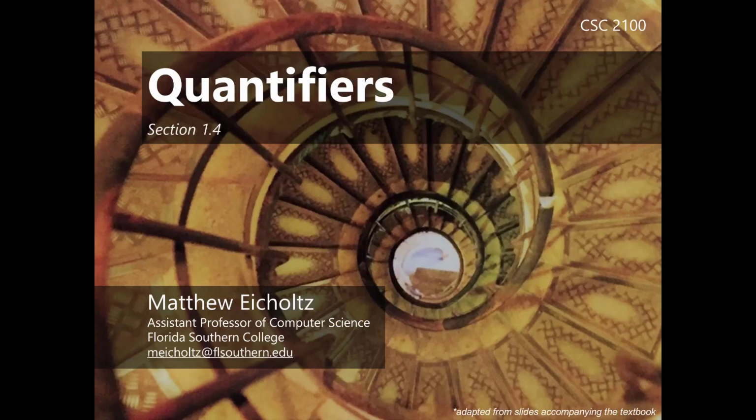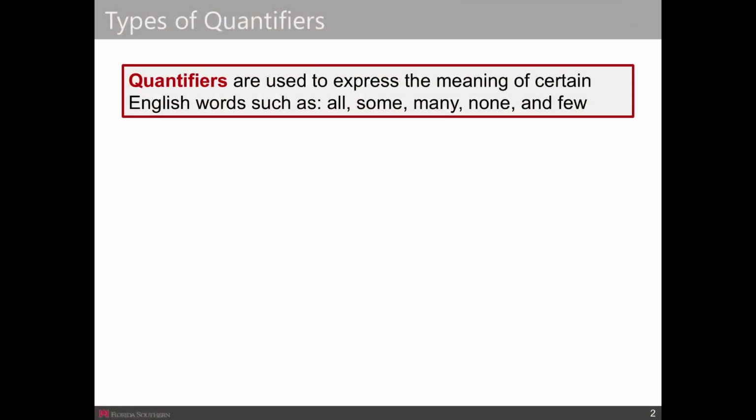The next topic for us to discuss is called quantifiers. Quantifiers go hand in hand with predicates, and they allow us to express specific words in English, such as all, some, many, none, and few. There are three quantifiers I want you to know about.